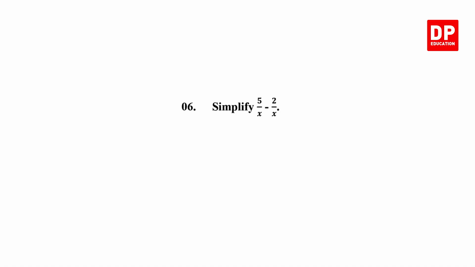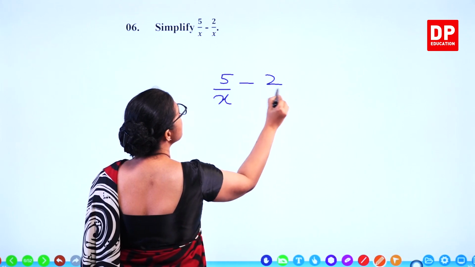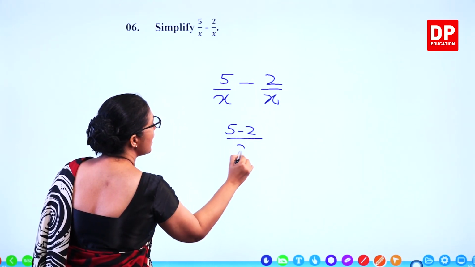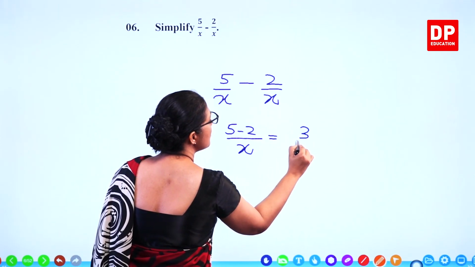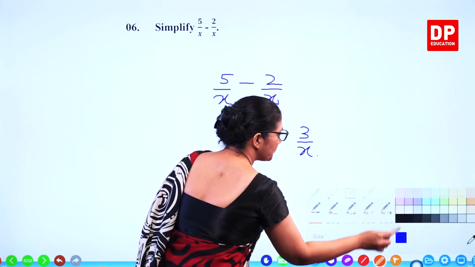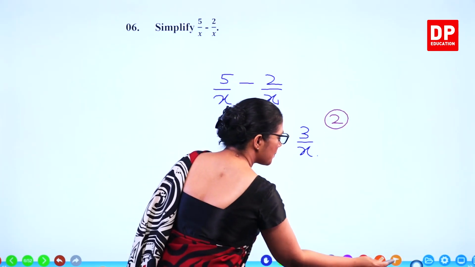Question number 6. Algebraic fraction, subtraction, same denominator. That means you can just subtract the numerators. 5 minus 2 over x, that's 3 over x. 2 marks.